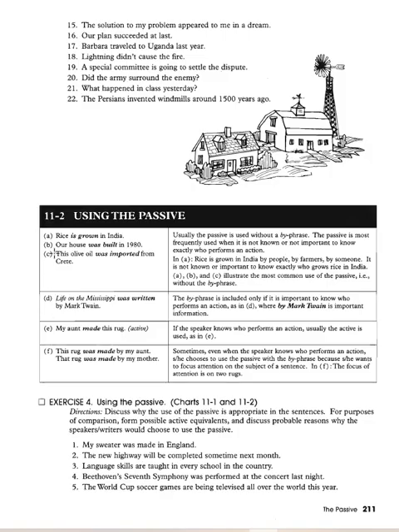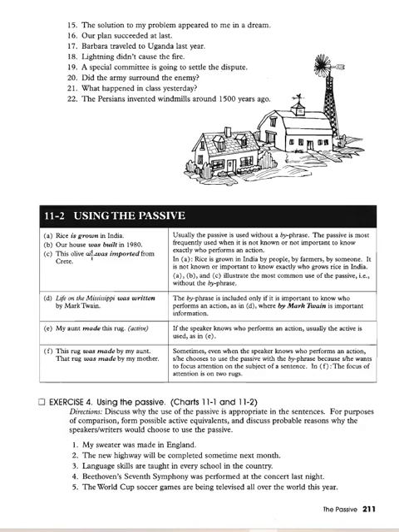And so using the passive voice, rice is grown in India. Our house was built in 1980. The olive oil was imported from Crete. So usually the passive is used without a by phrase. The passive is most frequently used when it is not known or not important to know exactly who performs the action. Rice is grown in India by people, by farmers, by someone. It is not important who grew the rice in India. So this illustrates a common usage of the passive voice.